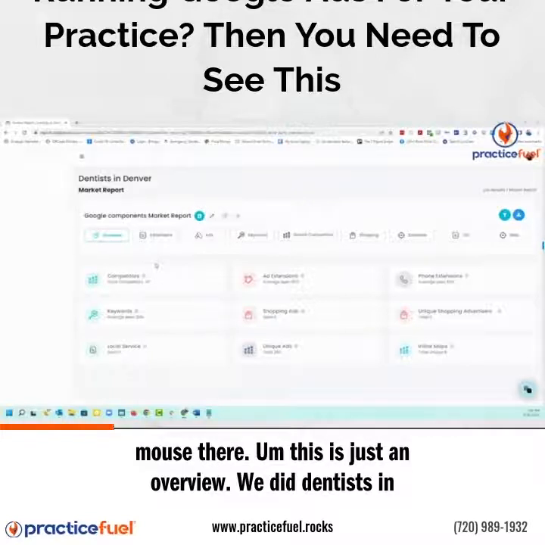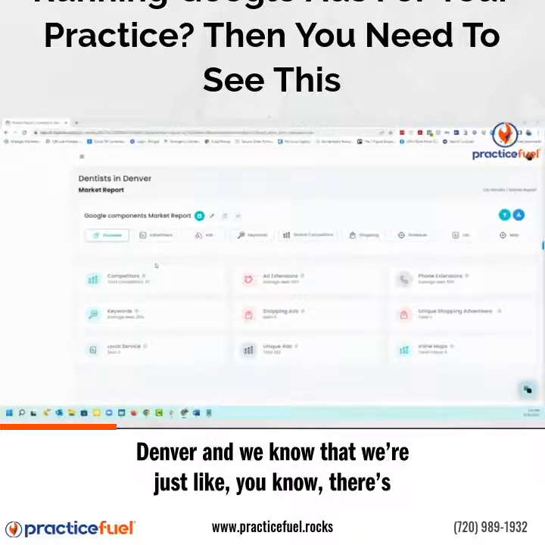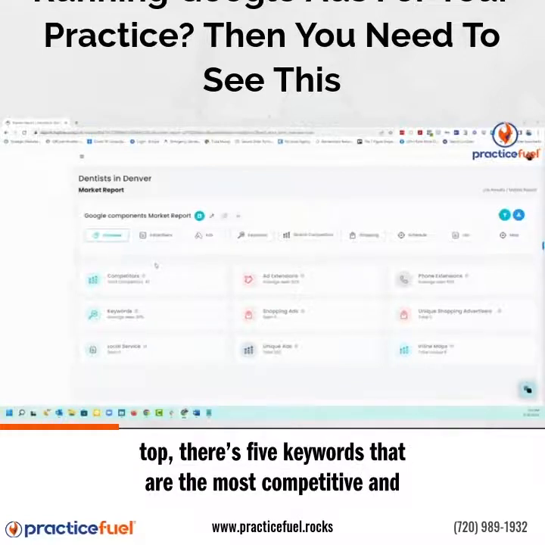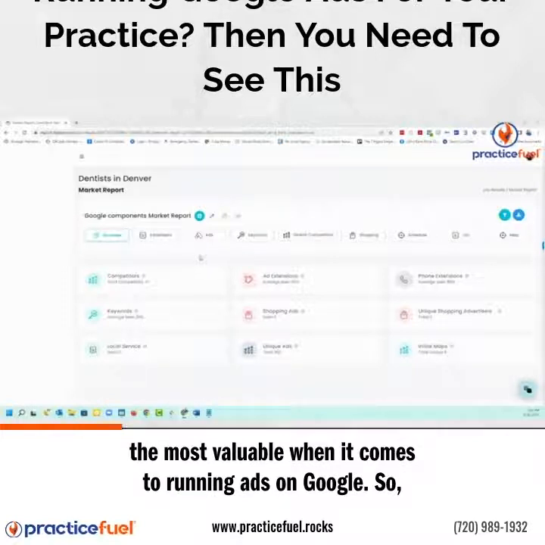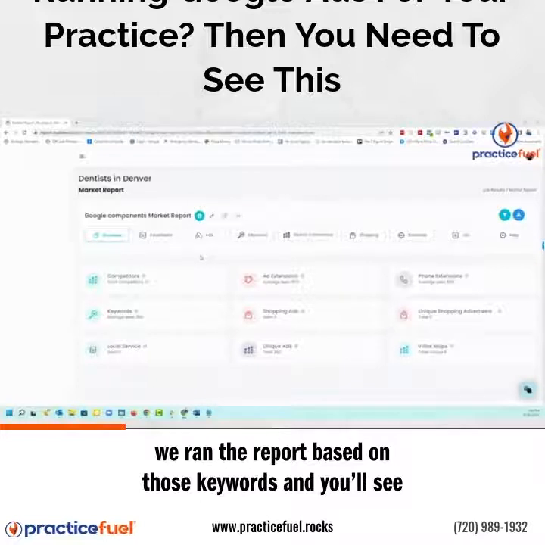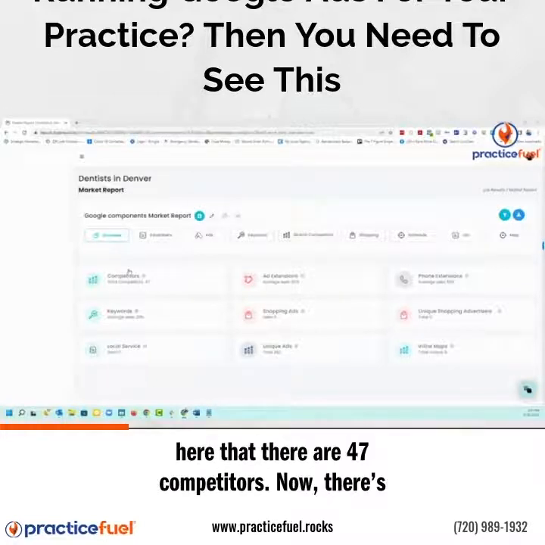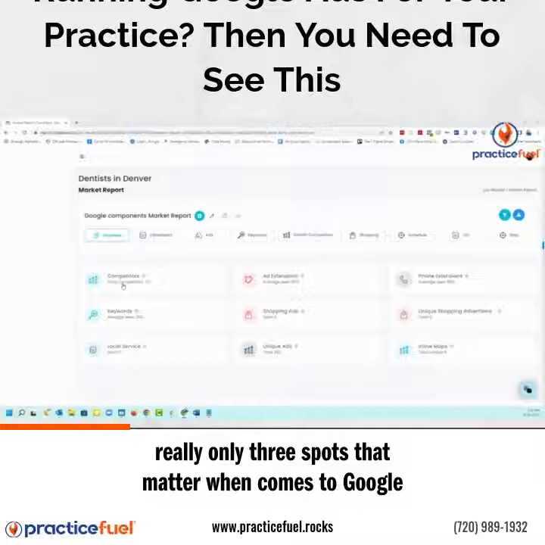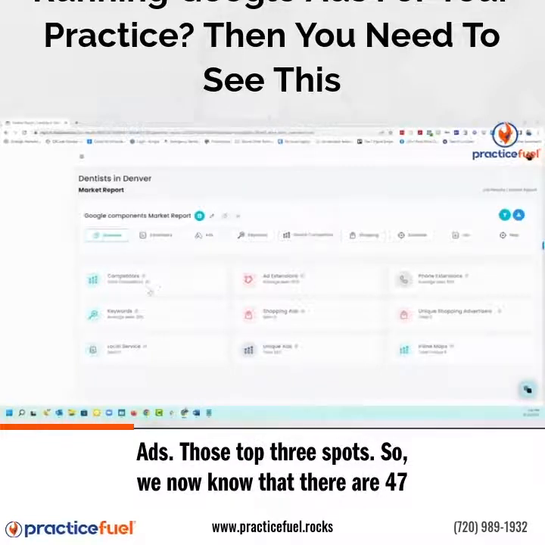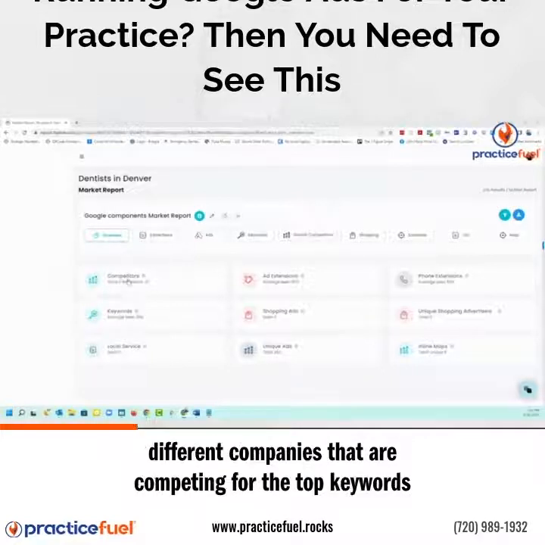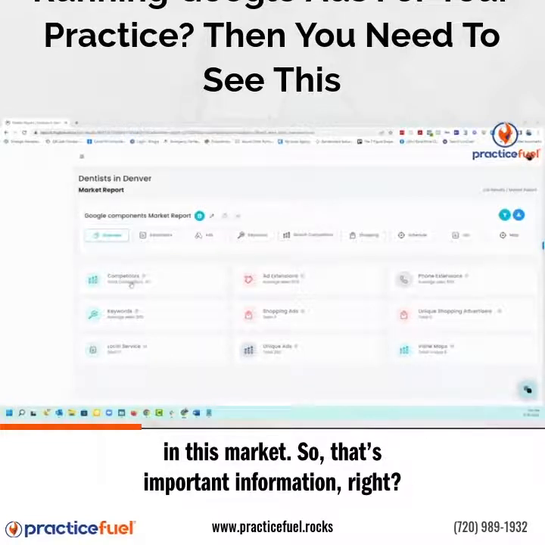This is just an overview. We did dentists in Denver. And we know that there's 5 keywords that are the most competitive and the most valuable when it comes to running ads on Google. So we ran the report based on those keywords, and you'll see here that there are 47 competitors. Now there's really only 3 spots that matter when it comes to Google Ads, those top 3 spots. So we now know that there are 47 different companies that are competing for the top keywords in this market. So that's important information, right?